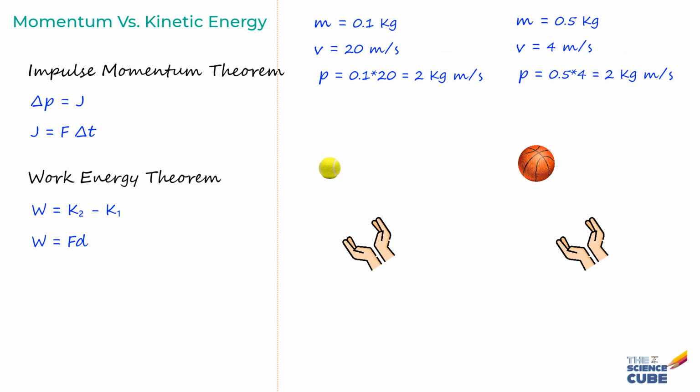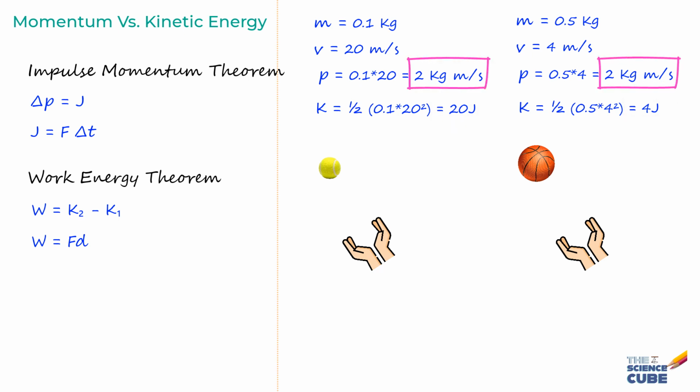But you see, they have different values of kinetic energy. The large ball that is moving slower has kinetic energy of 4 joules, while the small ball moving faster has a kinetic energy of 20 joules. So let us analyze. We can safely say that since the momentum is the same for both balls, both require the same impulse to be brought to rest, because change in momentum is what impulse is, and the change is the same in both cases at 2 kilogram meters per second.